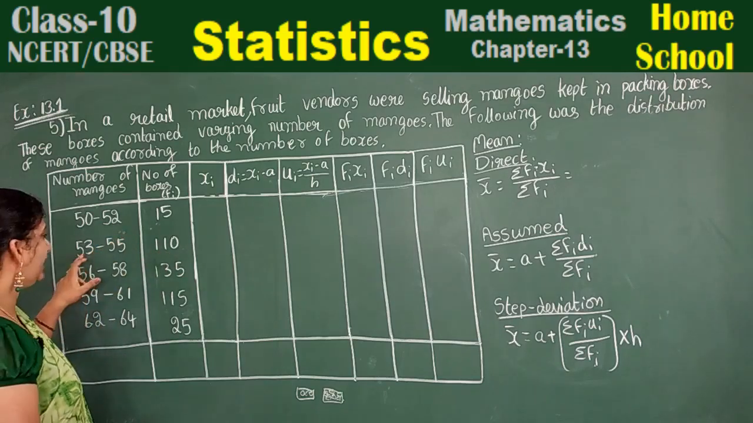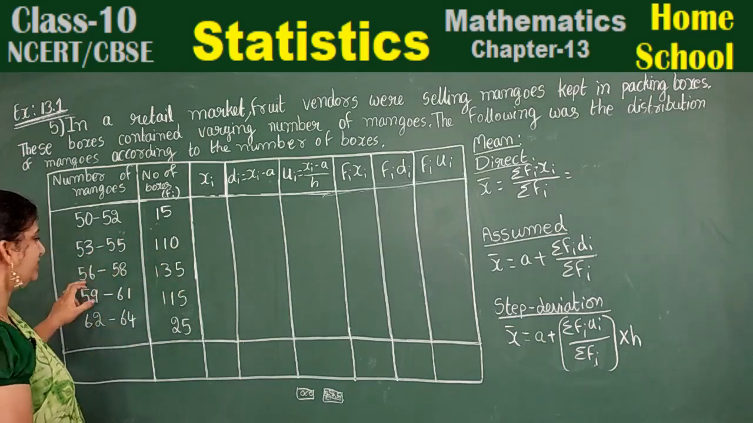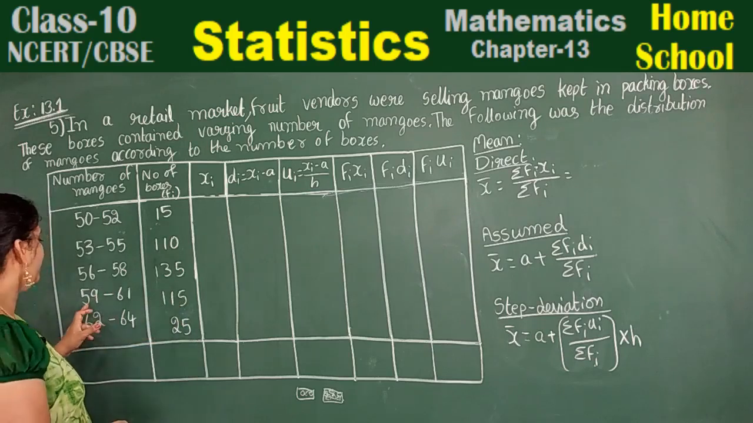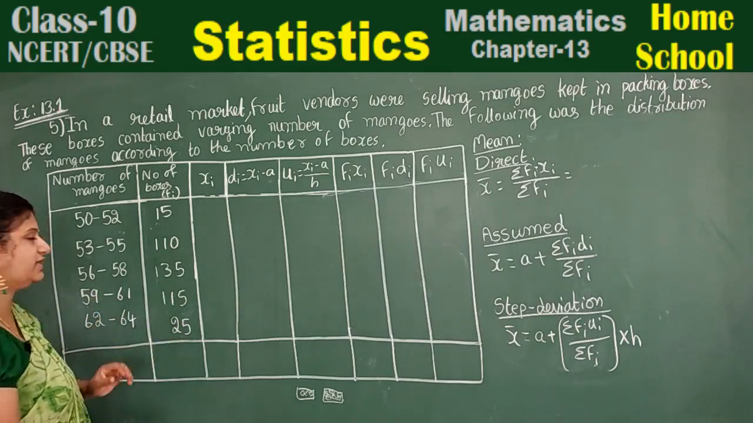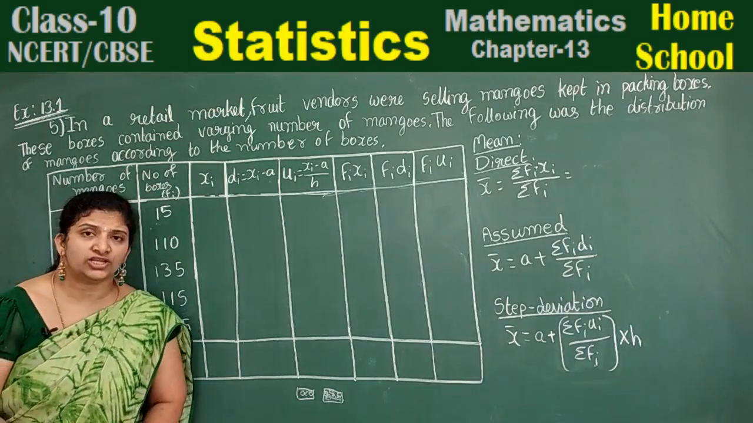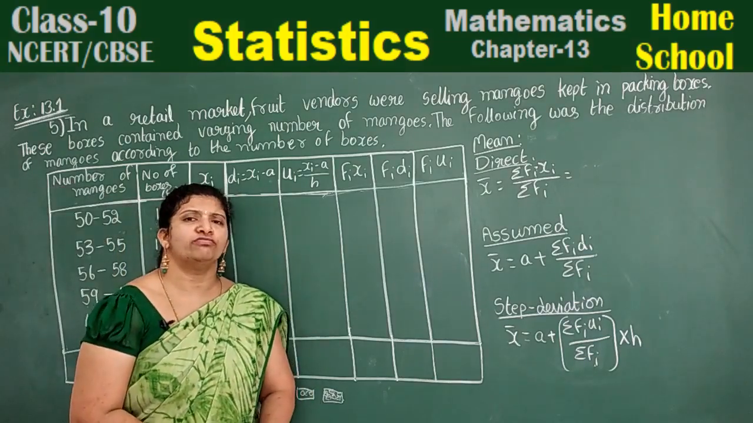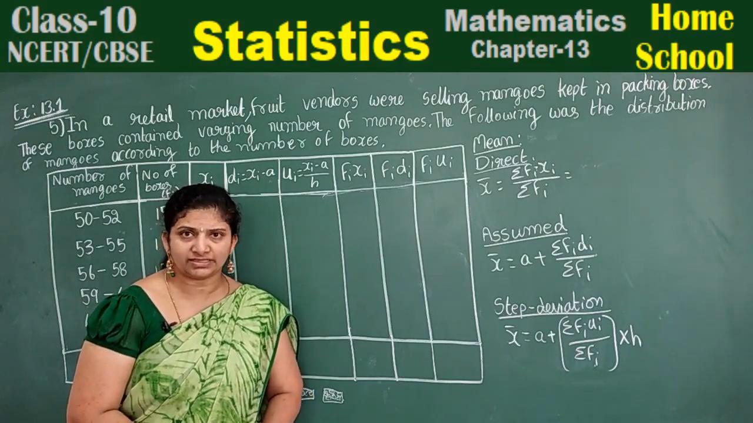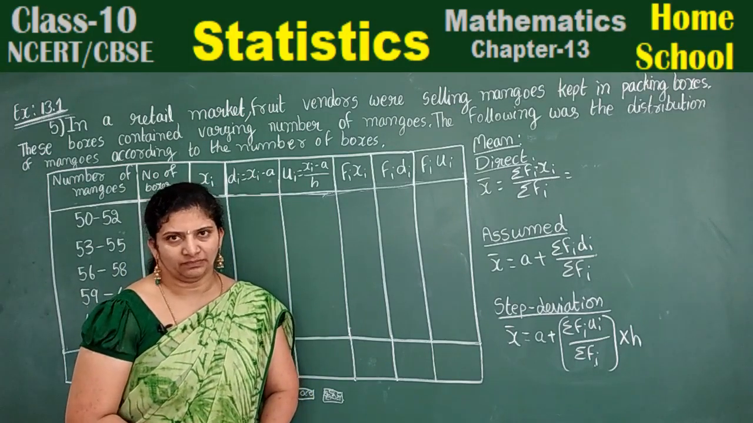110 boxes contain 53 to 55. 135 boxes contain 56 to 58. 115 boxes contain 59 to 61 mangoes. 25 boxes contain 62 to 64 mangoes. What's your question here? Find the mean number of mangoes in a box. And which method of finding mean did you choose? You are going to do only one method in the examination, no? So whichever method you have chosen, you need to write there.